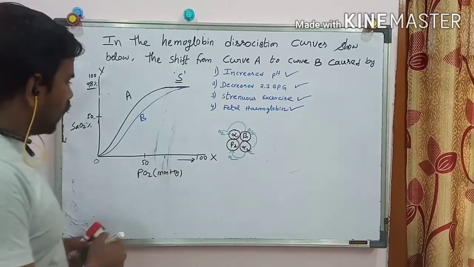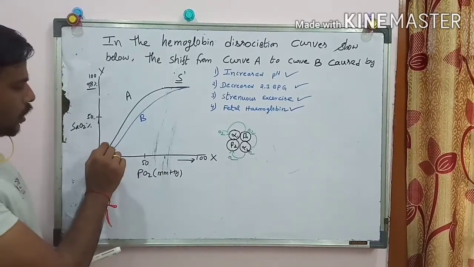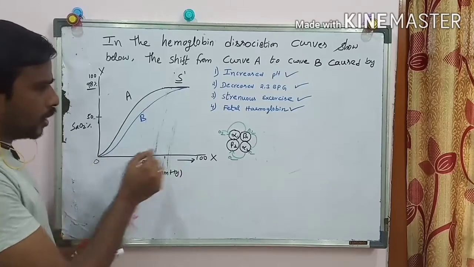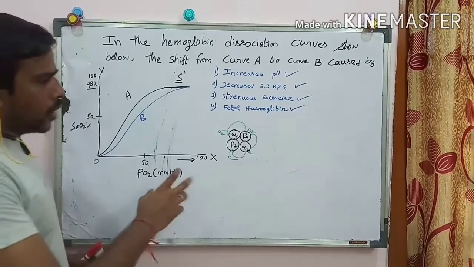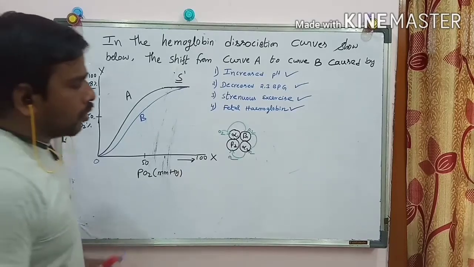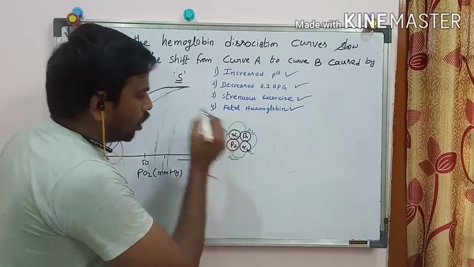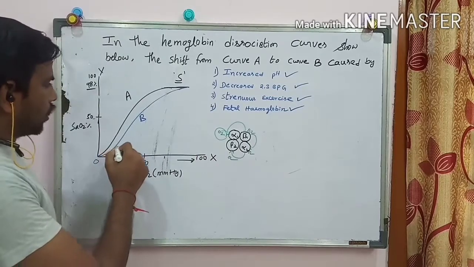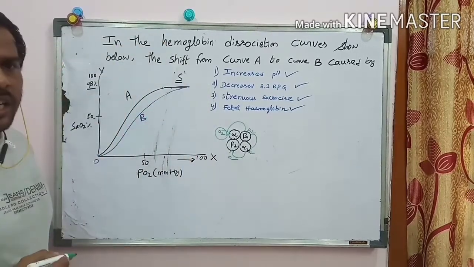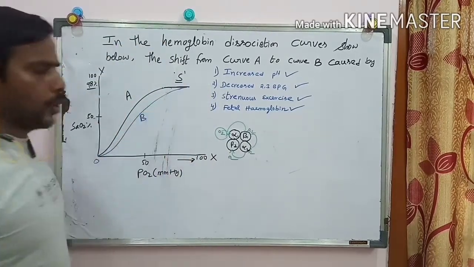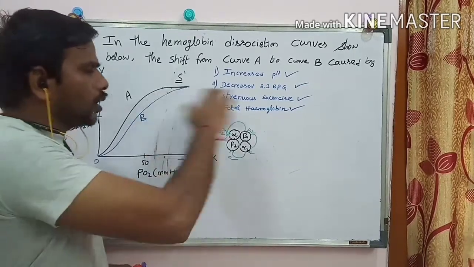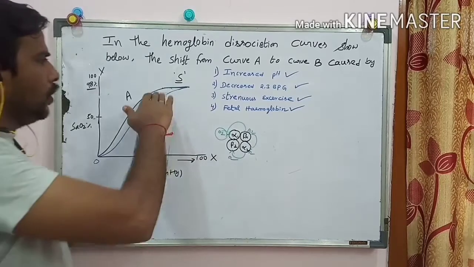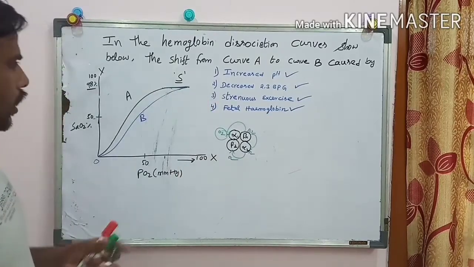So that is the reason that at a certain point of PO2, the binding of oxygen molecules to hemoglobin is very slow at first. Once all the hemoglobins are bound with the first oxygen molecule, you can see the curve increases very rapidly up to a certain PO2. After that, the curve does not decrease, it becomes stable. It became stable.